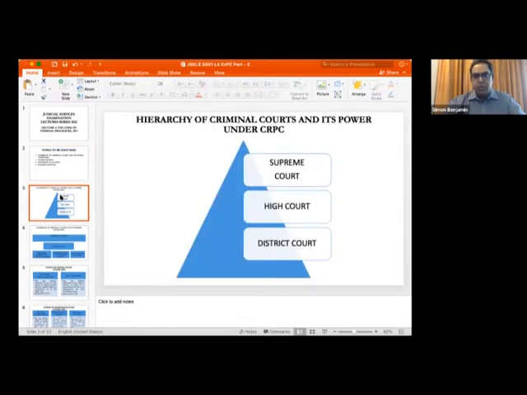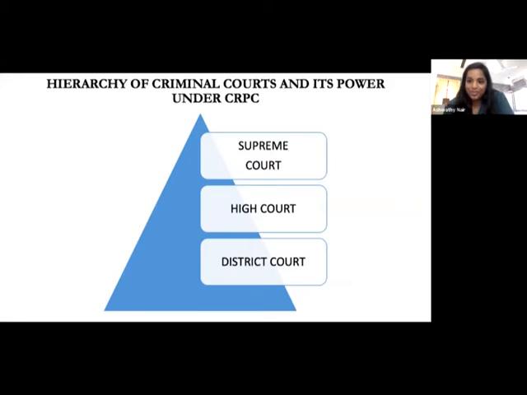So coming straight to the hierarchy of criminal courts, I hope the slides are visible. Yes, sir. So we've seen this is a structure most of you would be familiar with. Can you probably go to the presenter view so it makes it bigger? It's, I think, down there in the bottom bit, the bottom tab. Yeah. That one. Okay.